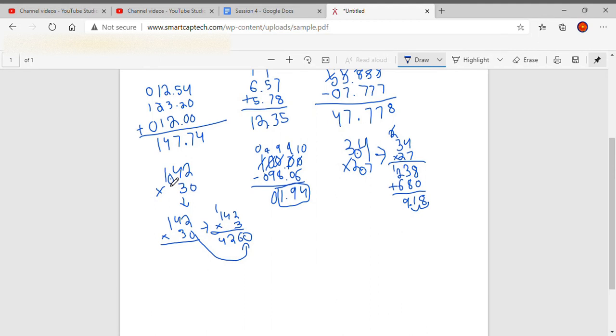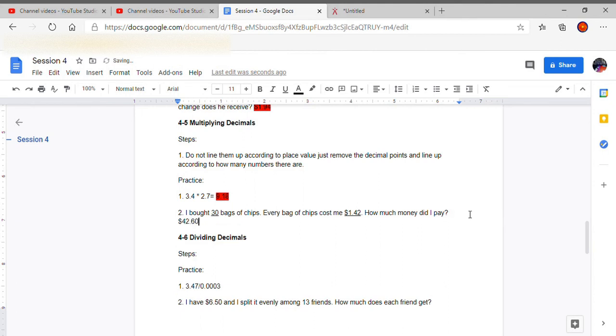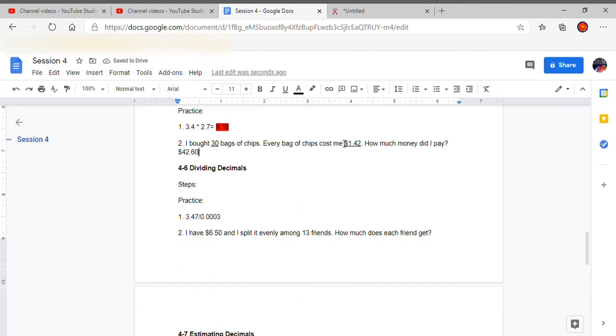You know why we have to move it in twice? Because it is moved in once and twice over here. So it doesn't really matter how many decimal points. It matters how many times it's moved in. Like here it's once and once, so it's just 2. But here it's once and twice, so the answer is $42.60. Now, on to 4-6. Dividing decimals. Steps.